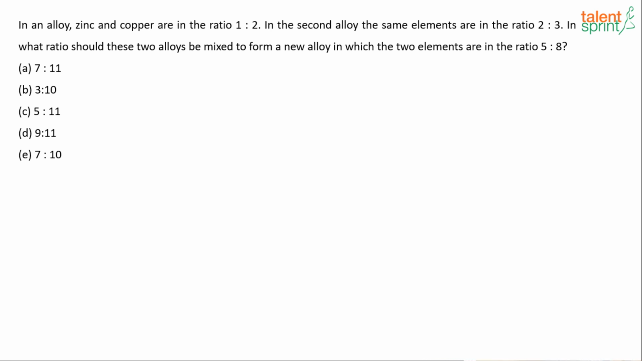So that's a very basic and typical allegations and mixtures question. We can have anything. Here we are talking about alloys of zinc and copper. Most commonly we have mixtures of milk and water. Sometimes you have only milk and only water. Sometimes it could be 2 different varieties of rice. This is the basic format.